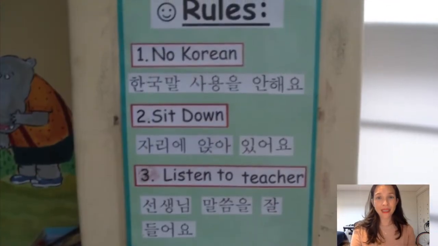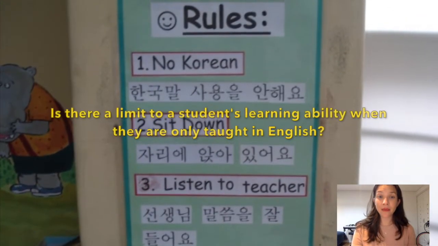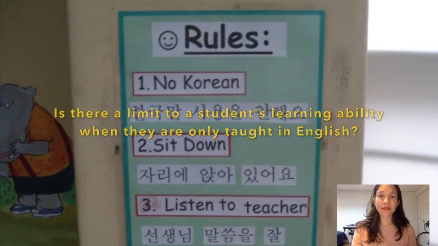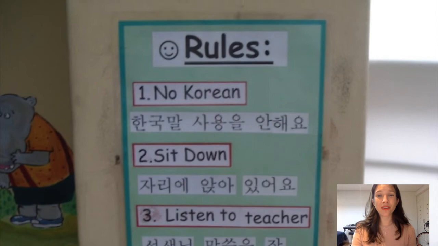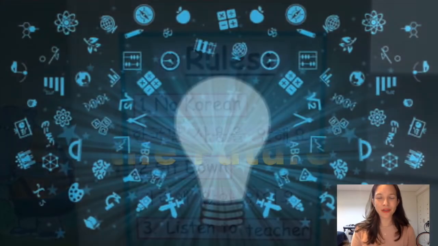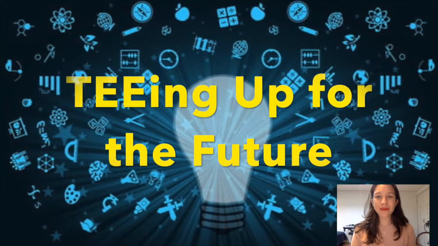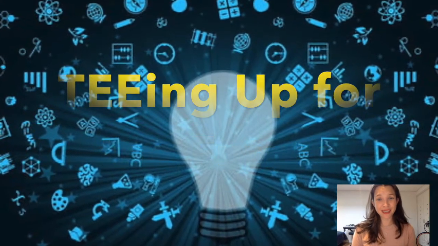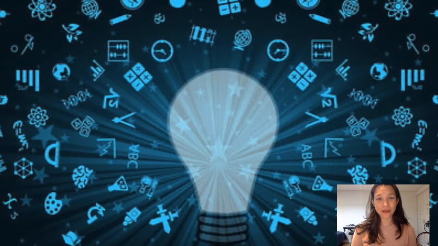Additionally, there is debate about the foundations of TEE. Is there a limit to a student's learning ability when they are only taught in English? Research has shown that a mixture of Korean and English in the classroom is more effective for learners and easier for teachers. Even with the implementation of this policy, Korea still lags behind other non-English speaking countries on English proficiency tests. So what are some proposed solutions?